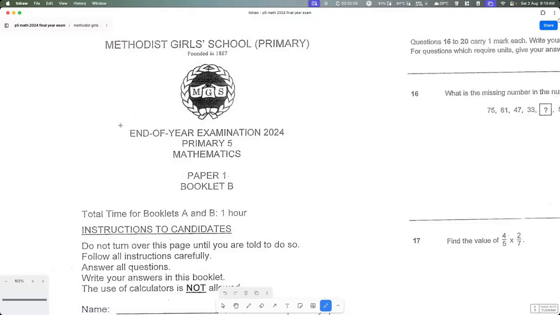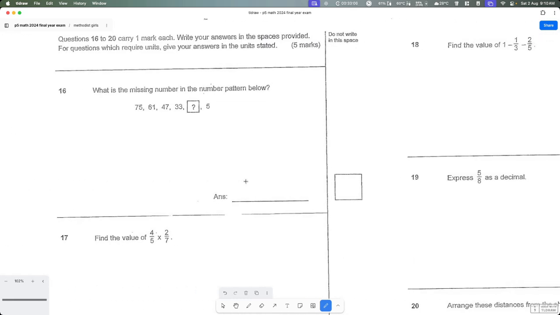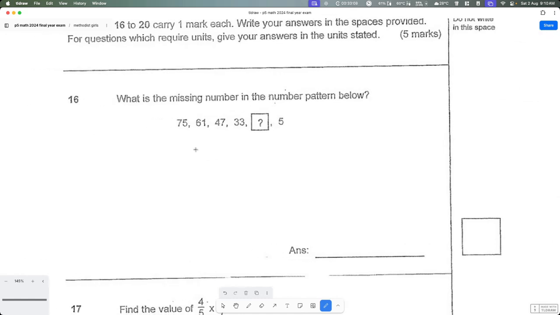In this video, we're going to go through the Methodist Girls' School Primary End of Year Examination 2024, Primary 5 Mathematics Paper 1. So let's get started on the first question, question 16. What is the missing number in the number pattern below?